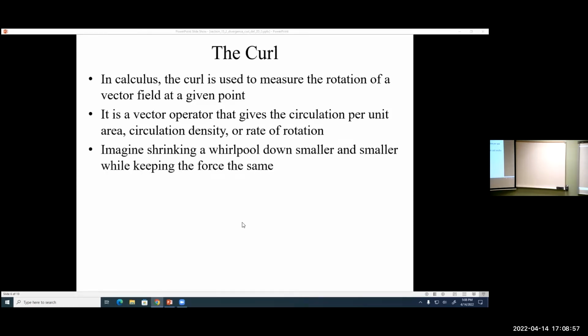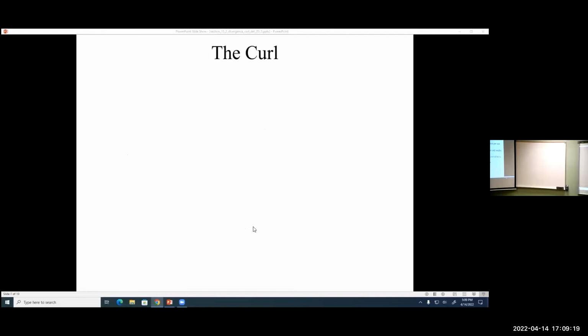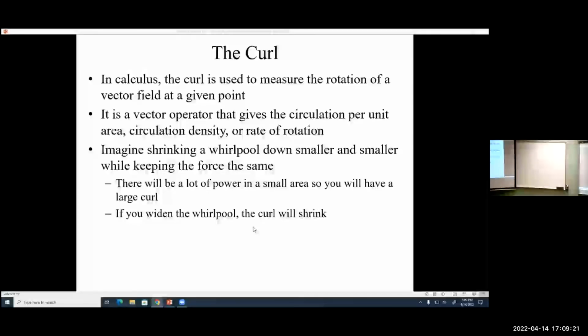If you imagine taking a whirlpool and shrinking it down smaller and smaller while keeping the force the same, there's going to be a large amount of power all of a sudden in a small area, so we would get a large curl. The faster the rotation, the larger the curl. The slower the rotation, the smaller the curl. So again, it's a measurement of rotation. We can have a zero curl, which we're also going to talk about in a little bit, because that makes something very interesting for us too.